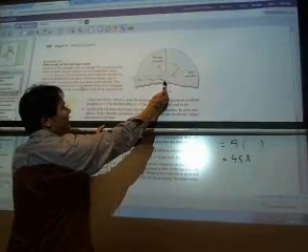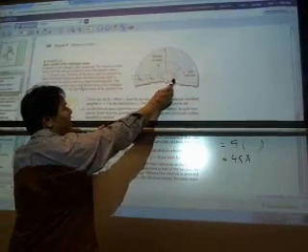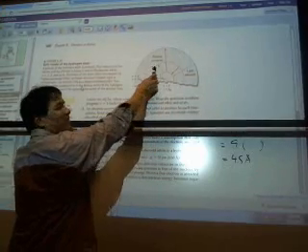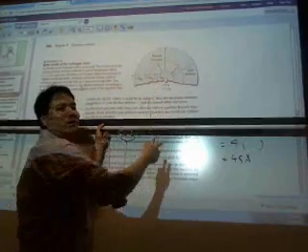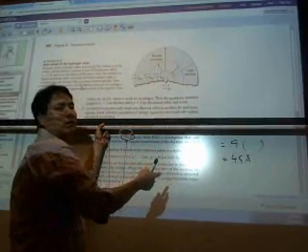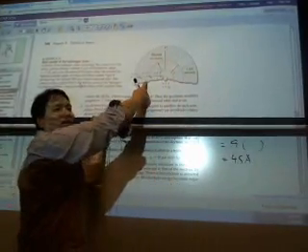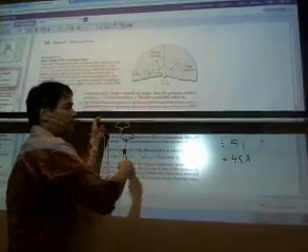This is the 1st orbit. The 2nd orbit is 4 times. The 3rd orbit is 9 times. This is the effective distance from the nucleus. But does the electron stay there? No, the electron's all over the place.